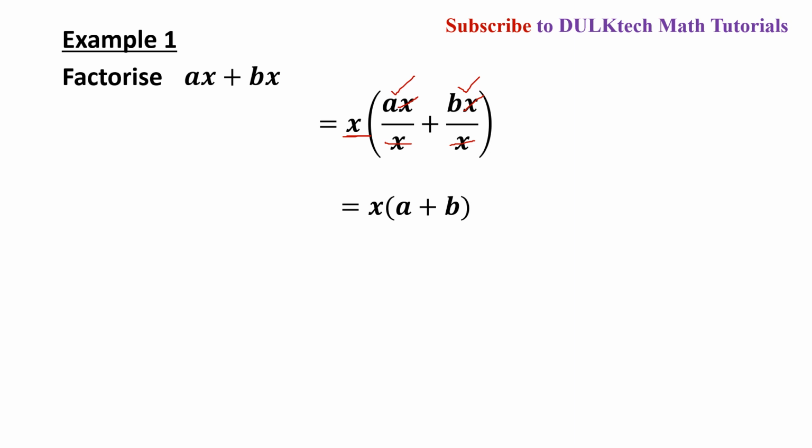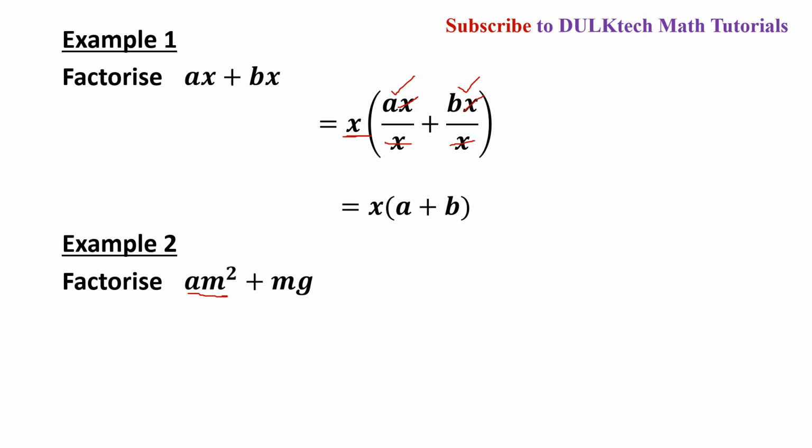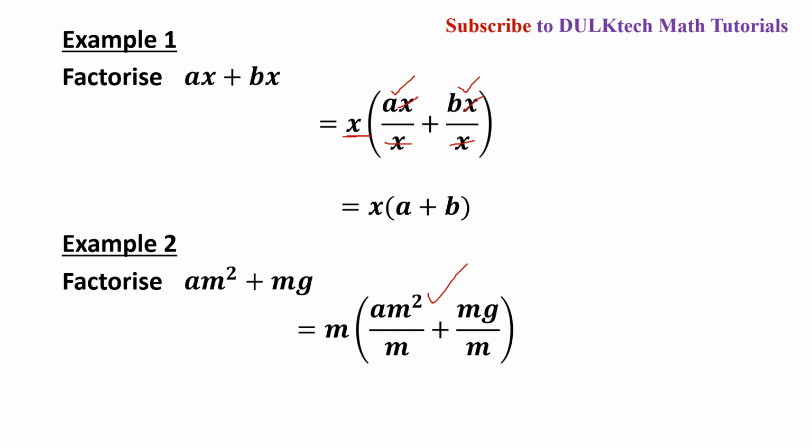Let's move on to our second example, where we'll be factorizing am squared plus mg. Likewise we look for the highest common factor of am squared and mg. The highest common factor in this case is m, so we are going to take m out. If we take m out, we then rewrite this expression as it is in the brackets. Then we divide every term: we divide am squared by m, at the same time dividing mg by m.